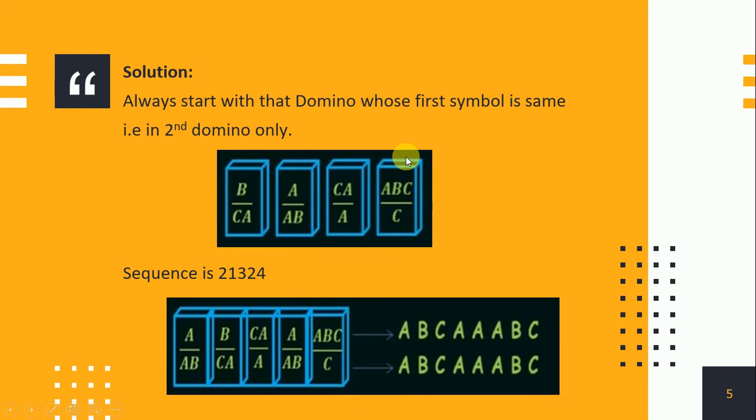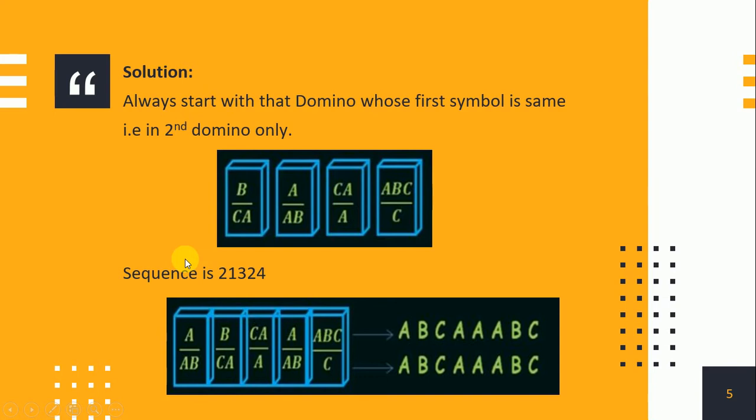So the solution is you will always start with that domino whose first symbol is the same. In this case, the second domino has the same value, that is A and A. And in all other dominoes, note the first value is not matching. For example, in the first domino, the first value is B and here is C. This is C and A. Here A and C. It means only in this case the values match.